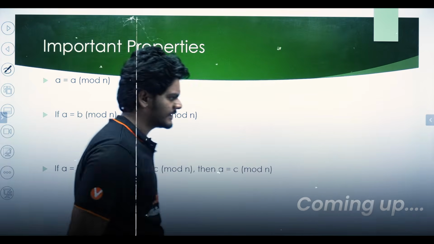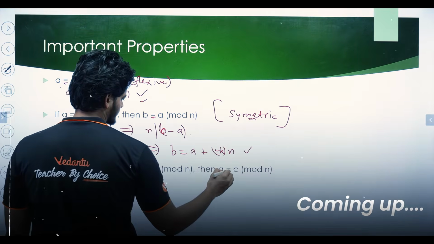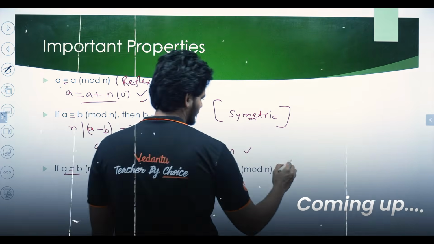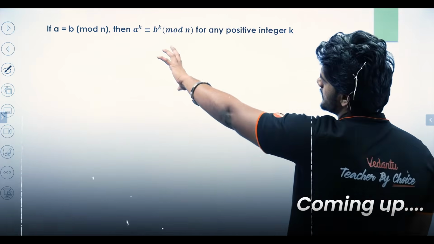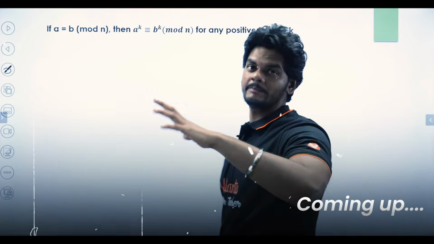A few important properties: if A is congruent to B mod n and B is congruent to C mod n, then A is congruent to C mod n. This is called the transitive property. The last property is this: if A is congruent to B mod n, then A to the power k is congruent to B to the power k mod n.